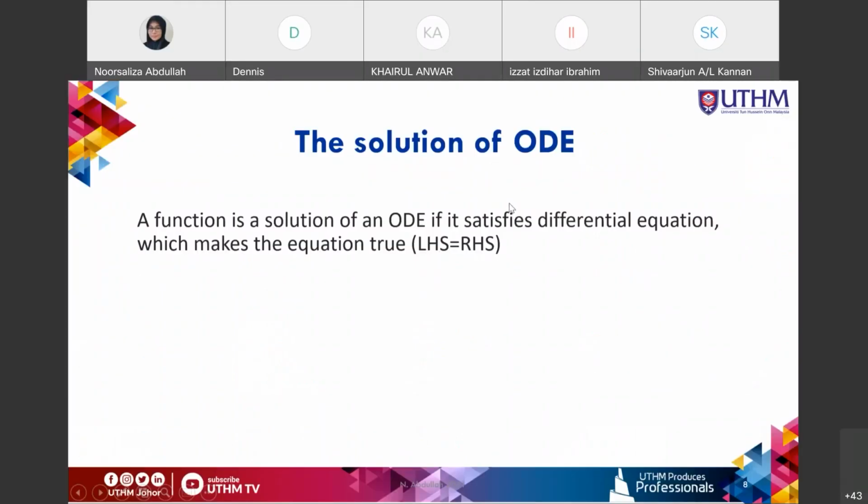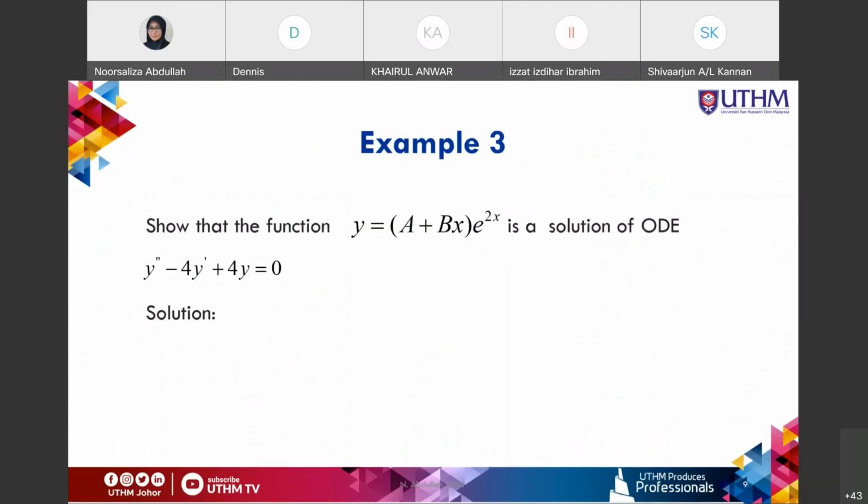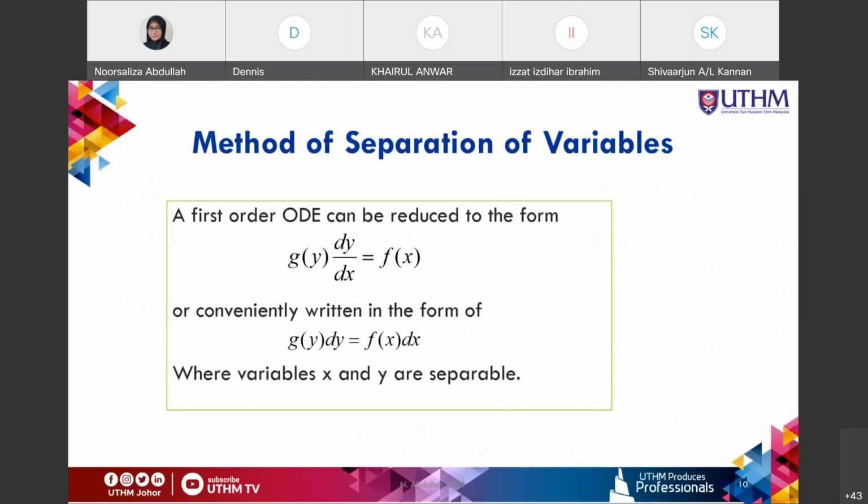The solutions of ODE last week, okay. So today, this one I have already gone through an example.